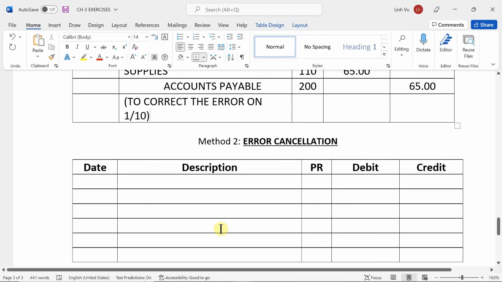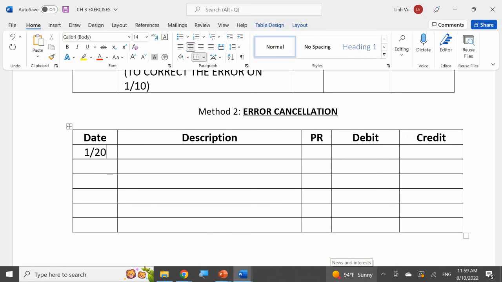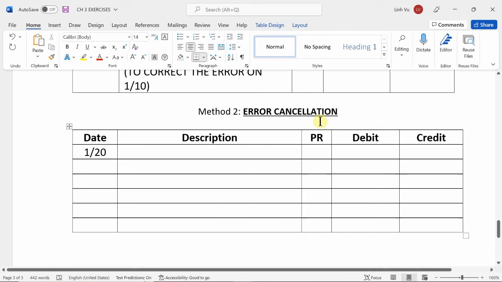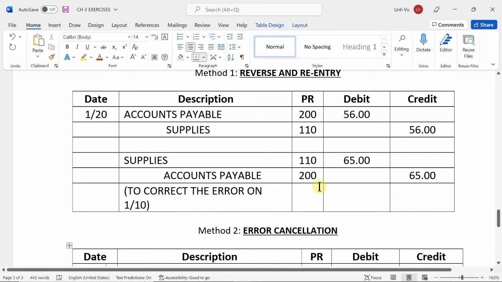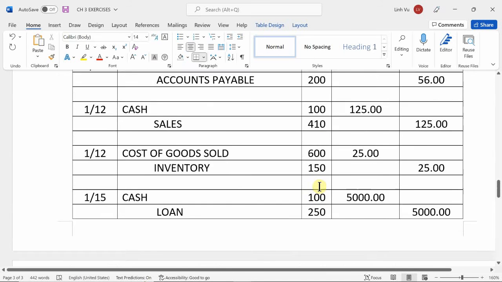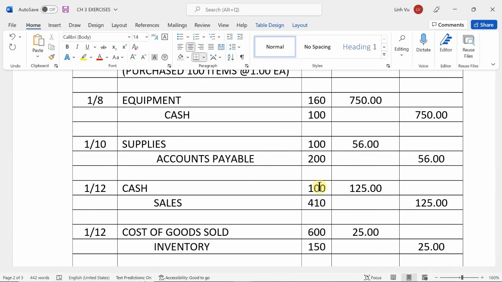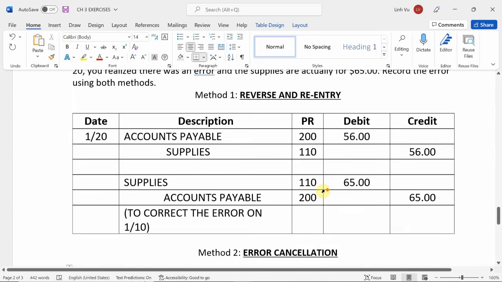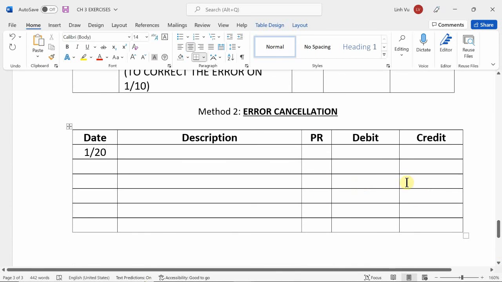Now let's do error cancellation. Okay. So today is January 20th, right? Let's identify the difference between the two. If I was supposed to record it for $65, but I ended up recording it for $56, what's the difference between the two? $9, right? 65 minus 56 will give you $9.